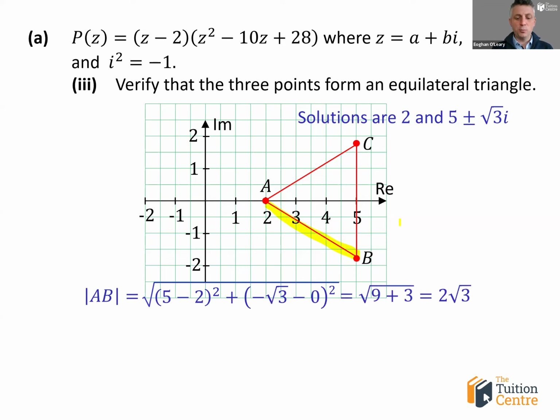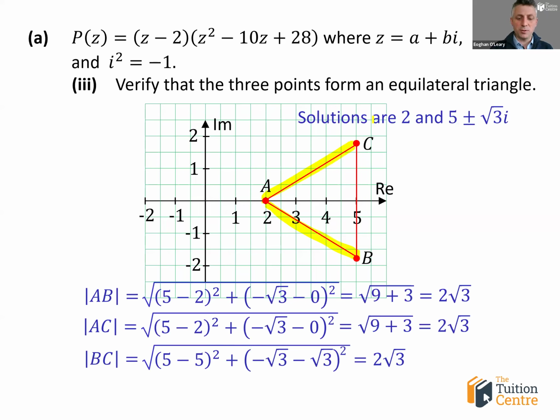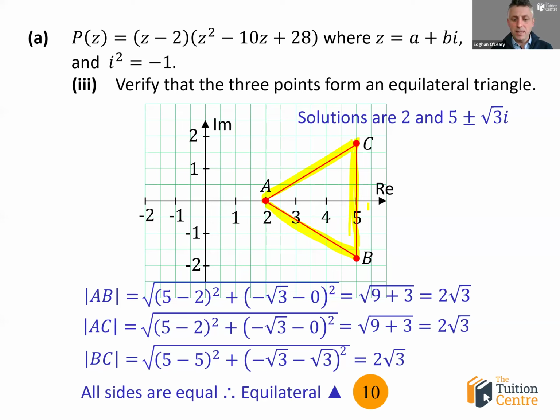Nothing too difficult about it, but you just got to use coordinate geometry to get the distance from A to B, which turns out to be 2 root 3, from A to C, which turns out to be 2 root 3, and from C to B, which turns out to be 2 root 3. And then, of course, we'd be hoping that everyone knows what an equilateral triangle is, that all 3 sides are equal. And in this case, that is certainly true. So we have 10 marks for that.